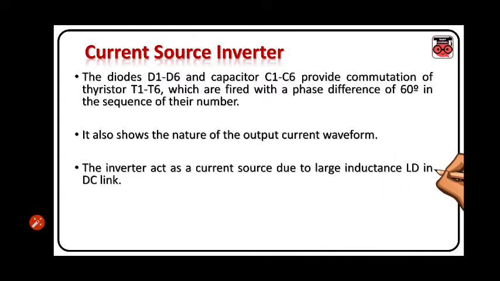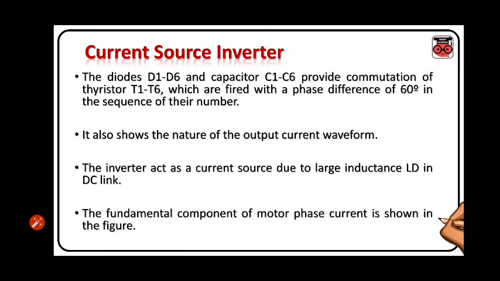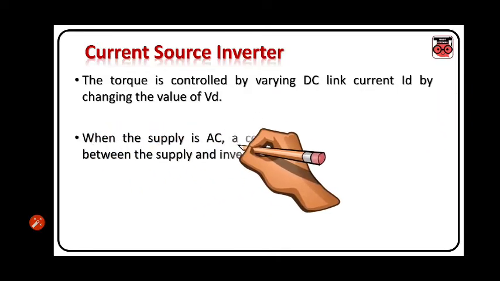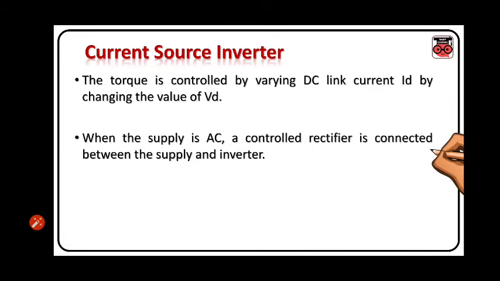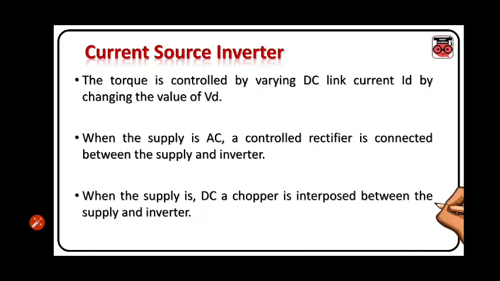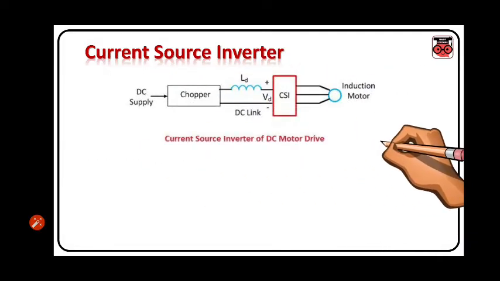The inverter acts as a current source due to the large inductance LD in this link. The fundamental component of the motor phase current is shown in the figure. The torque is controlled by varying the DC link current ID by changing the value of VD. When the supply is AC, a controlled rectifier is connected between the supply and the inverter. When the supply is DC, a chopper is interposed between the supply and the inverter. In the figure, you can see the current source inverter of a DC motor drive.